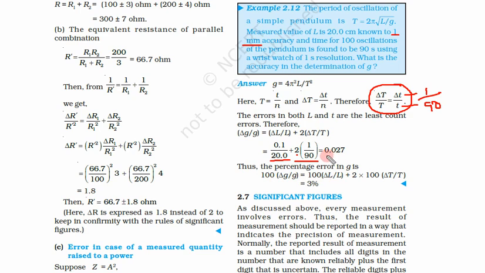After calculating, what we get? 0.027. Again this is relative error, because this is delta G by G. Now if we want to calculate percentage error, we simply multiply this with 100. So let us multiply this with 100. So 100 into delta L upon L plus 2 into 100 delta T by T, we get around 3% error. Now next topic is significant figures.